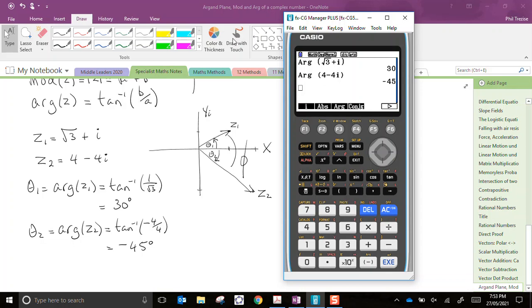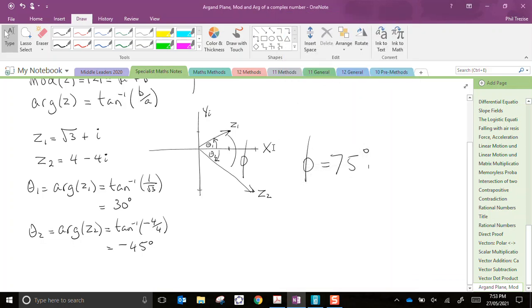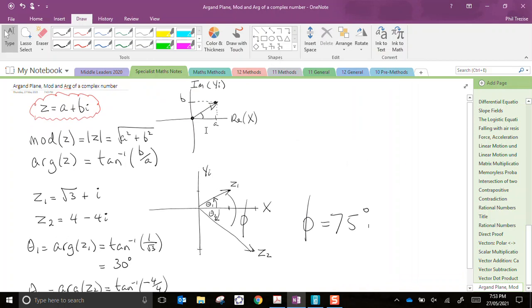So that's a very quick introduction to the Argand plane, how we draw complex numbers as vectors, and how we can calculate the length of them, which is called modulus, and the angle, which is called the argument.